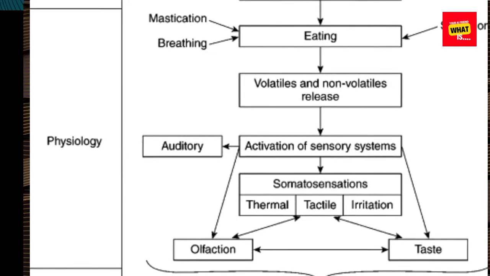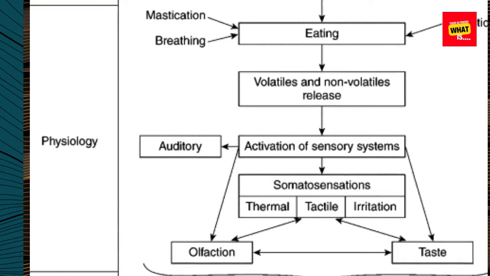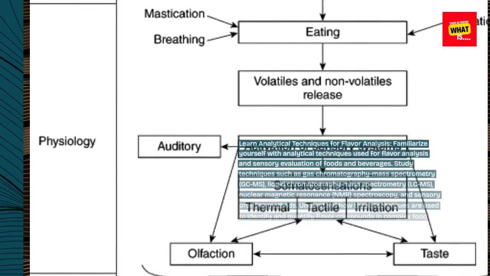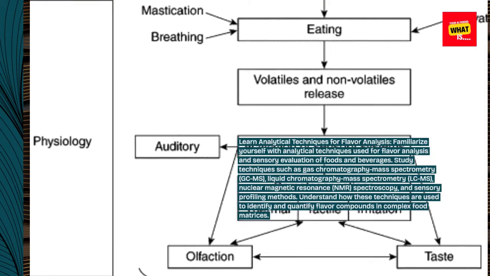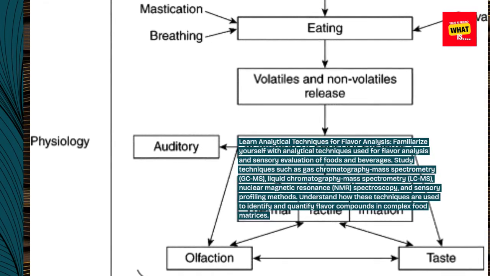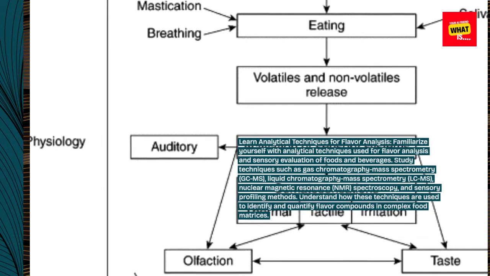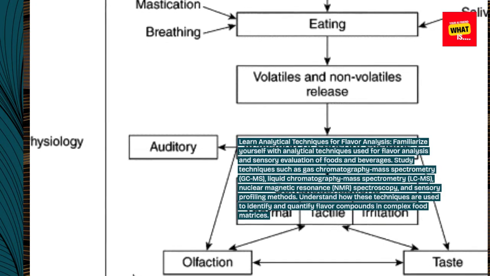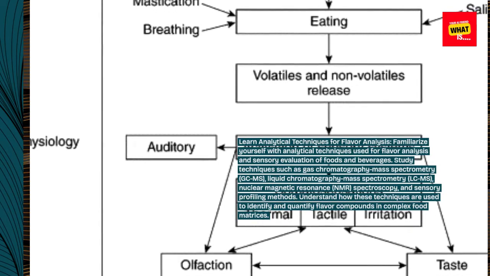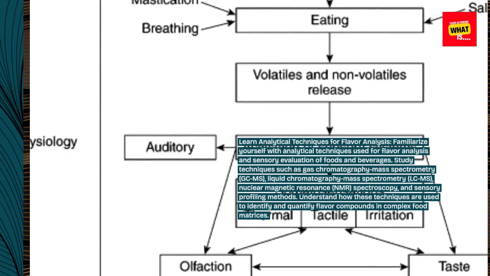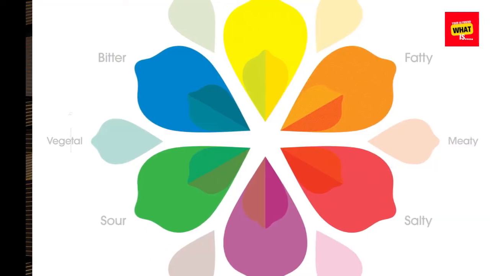Learn analytical techniques for flavor analysis. Familiarize yourself with analytical techniques used for flavor analysis and sensory evaluation of foods and beverages. Study techniques such as gas chromatography mass spectrometry, GCMS, liquid chromatography mass spectrometry, LCMS, nuclear magnetic resonance, NMR, spectroscopy, and sensory profiling methods. Understand how these techniques are used to identify and quantify flavor compounds in complex food matrices.